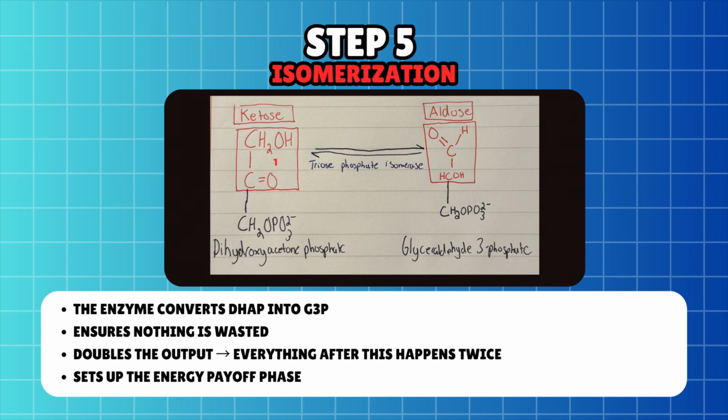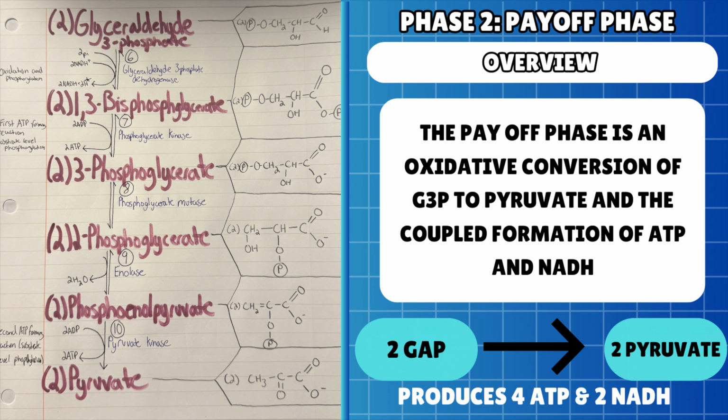So now we have 2 G3P molecules, and this is important because it ensures both molecules can continue through glycolysis. It maximizes energy production, and from here on, every step happens twice per glucose.